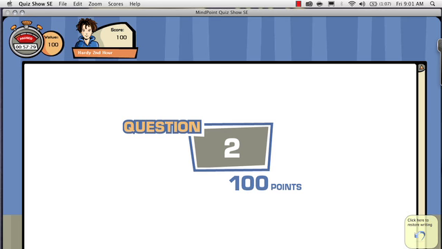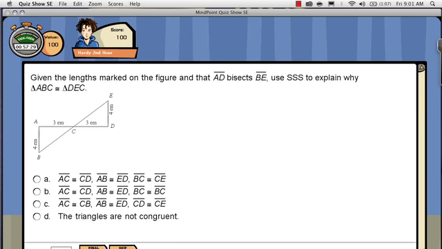A 100-point question. Okay, next question. Now this one tells you it's side, side, side. So explain why. You have 4 options to figure out why. Is there one answer we can eliminate right away? Yes. Which one? D. If I tell you that it's congruent and I want you to explain why.